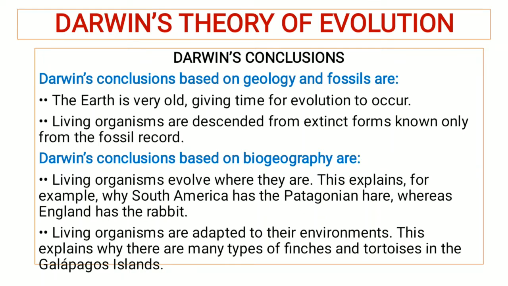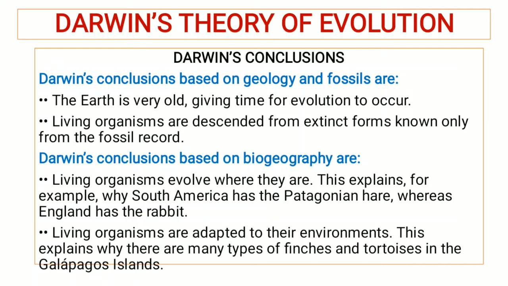First of all, the conclusions based on geology and the fossil record. From the observations of geology, he concluded that Earth is very old, and it gave time for evolution to occur. According to Darwin, Earth was not new, it was very old, and during all of these millions of years, it was the time when Earth as well as the organisms living upon the Earth evolved.